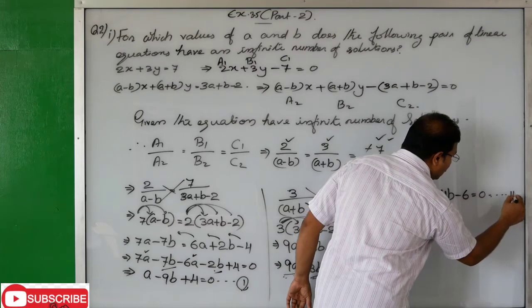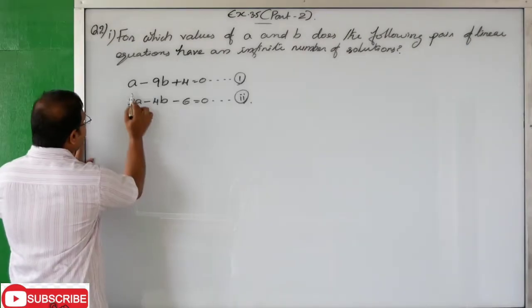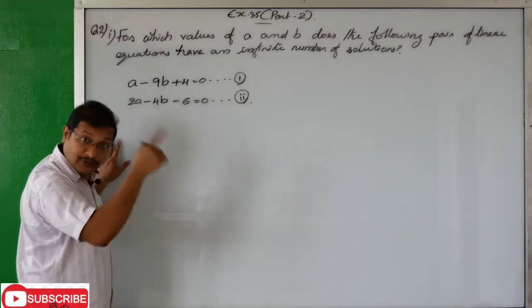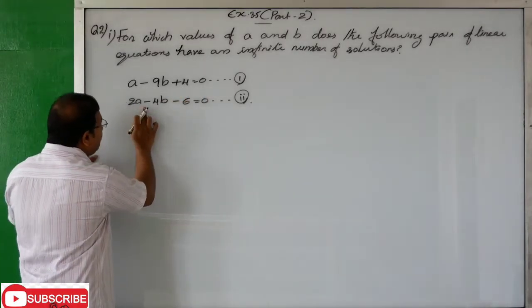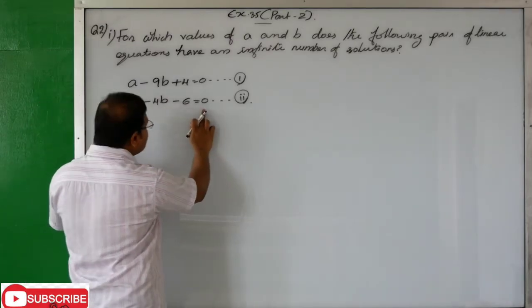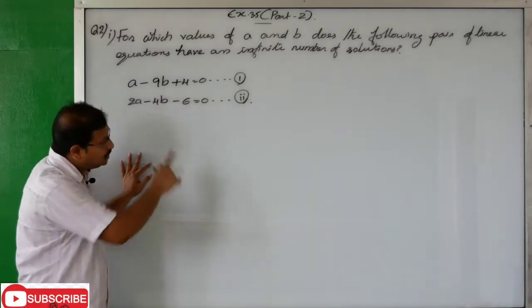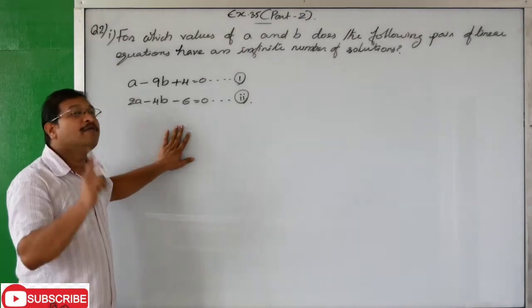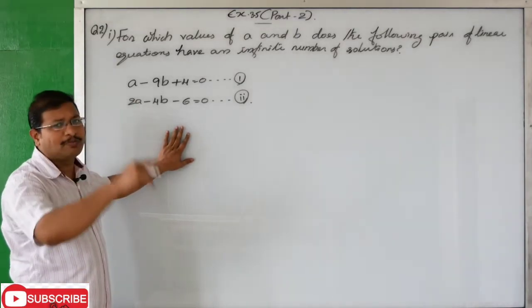This is equation number 2. See, a minus 9b plus 4 equal to 0. That is the first equation. After that, 2a minus 4b minus 6 equal to 0. This is the second equation. These two we got already. Now what do you do? We want the values of a and b. We are going to use the cross multiplication method here.